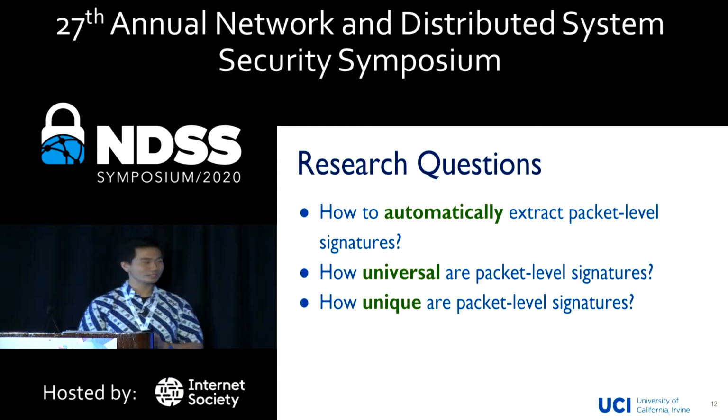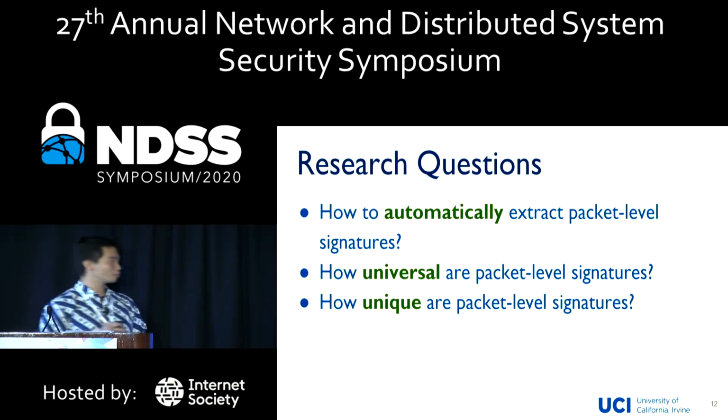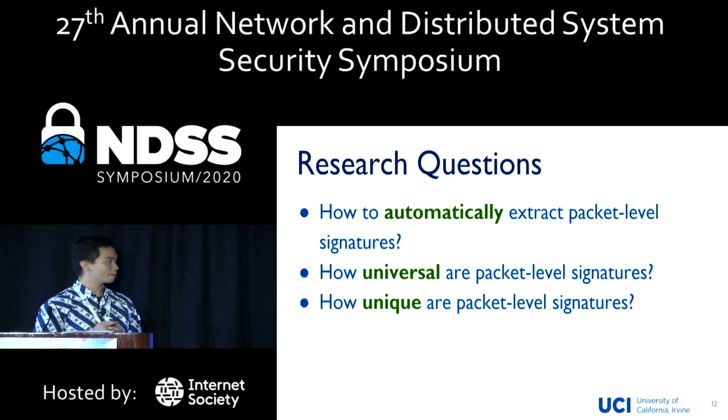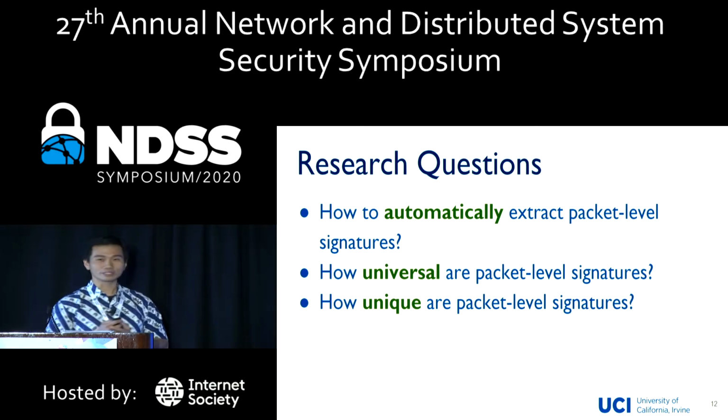So based on these initial observations, we formulated 3 research questions. The first one, how can we automatically extract packet-level signatures? We're curious to find out whether such signatures also exist in other devices. And such an automated tool will enable us to answer the second and the third questions. How universal and how unique these packet-level signatures are. So let's answer the first one.